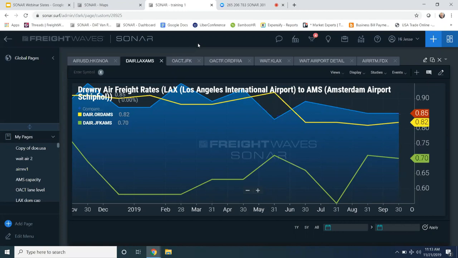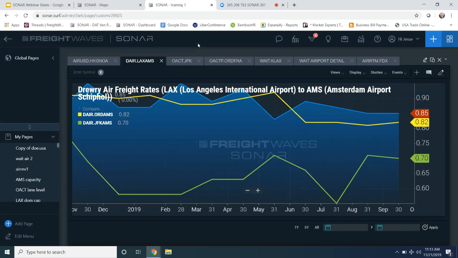In some cases, I believe out of Asia, we have both Drury and TAC. So we're able to actually look at both of those and see how they compare with one another and determine what the gap is between the spot market and the contract rates. But with Drury, we have a lot more markets. We have the ability to get more specific. Here we have 3 rates out of the US instead of a North America composite. We have JFK, New York Kennedy, we have Chicago O'Hare, we have Los Angeles, all going to Amsterdam.